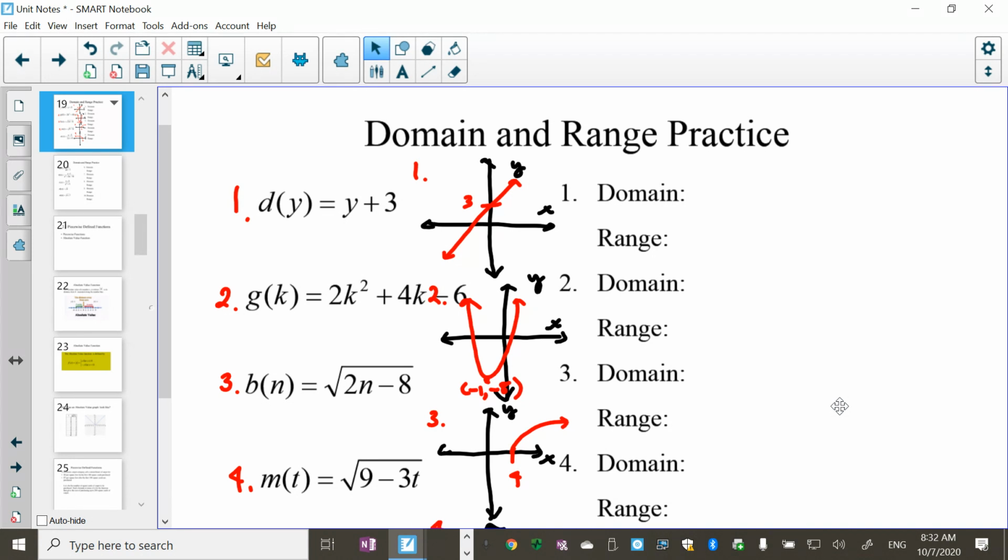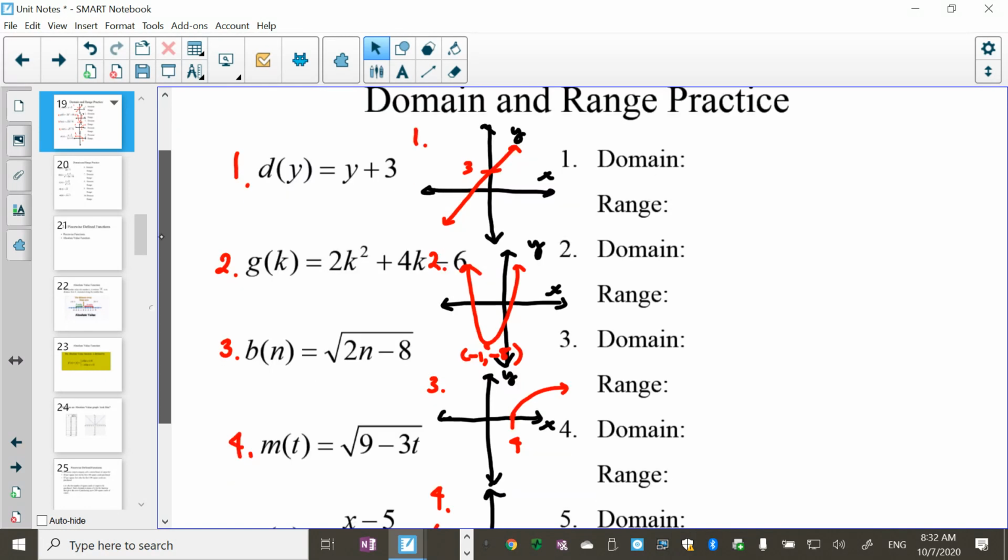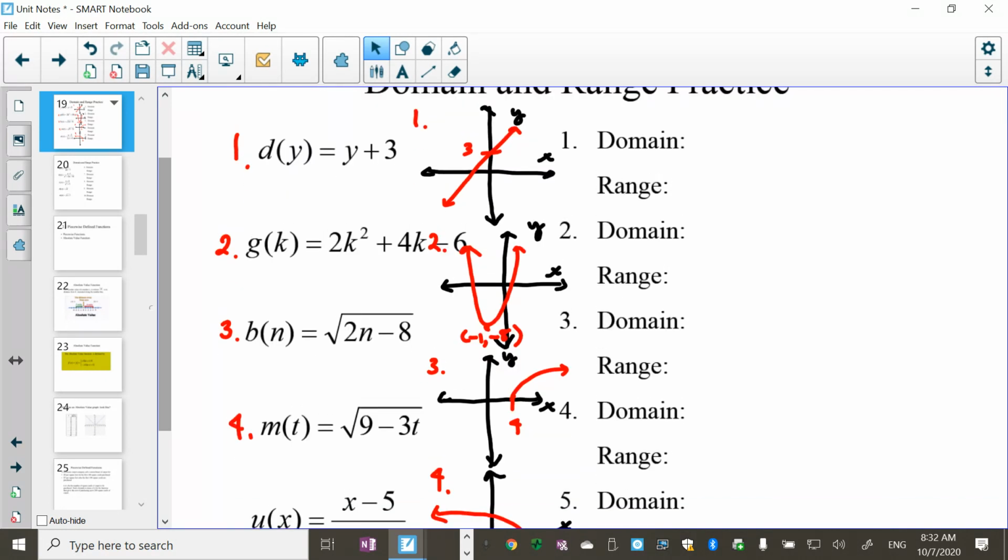I appreciate that. So I'm just going to do the top 4. I did not have this in the videos, and I just want to make sure that we practice one of each kind. So I'm going to do these first 4 here. I'm starting off with something that's pretty basic and then getting a little more, and four radicals. So the first one is d of y equals y plus 3.